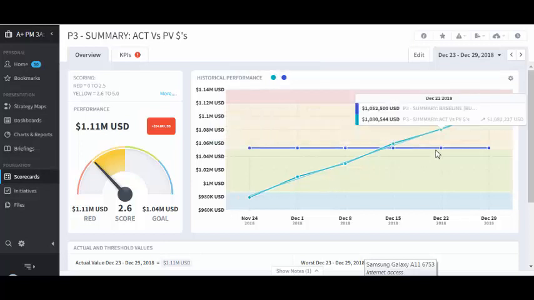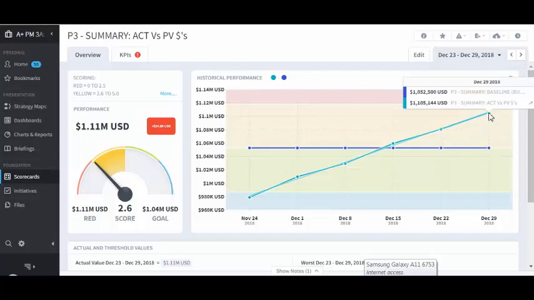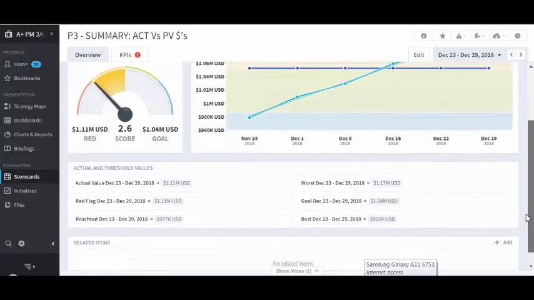So what's happening here is the baseline is at $1,052,500, and the actual performance is at $1,105,144 at this point in time, which is 12/29, has a score of 2.6. And as you can see, at this point in time, the thresholds are lesser than what we discussed for the planned value, because that's the delta between the two. So let's go back.